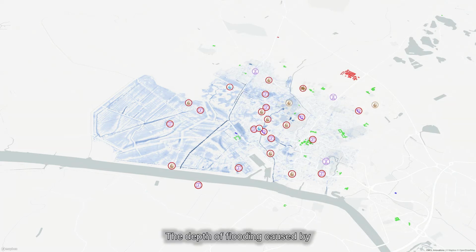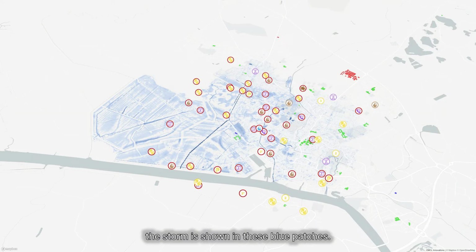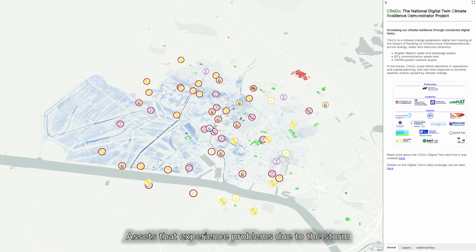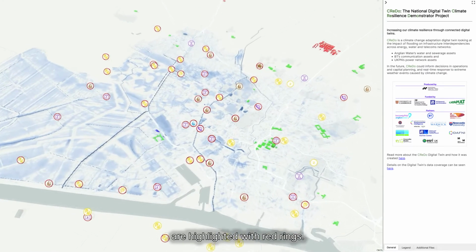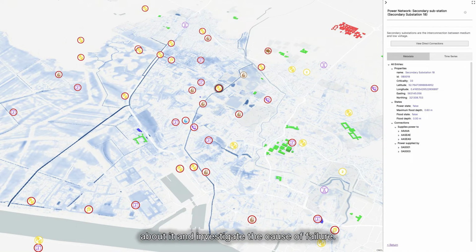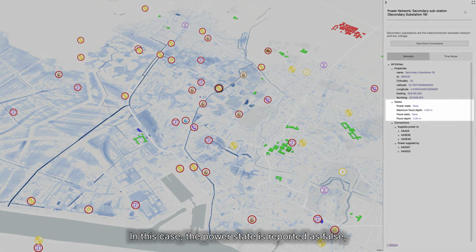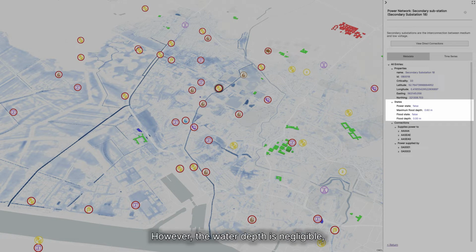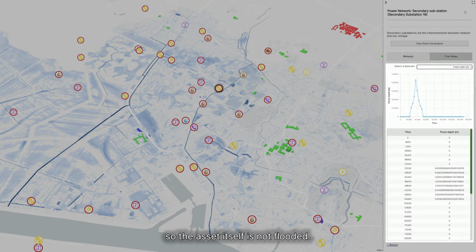The depth of flooding caused by the storm is shown in these blue patches. Assets that experience problems due to the storm are highlighted with red rings. An asset can be selected to view details about it and investigate the cause of failure. In this case, the power state is reported as false, meaning that the asset is out of service. However, the water depth is negligible, so the asset itself is not flooded.